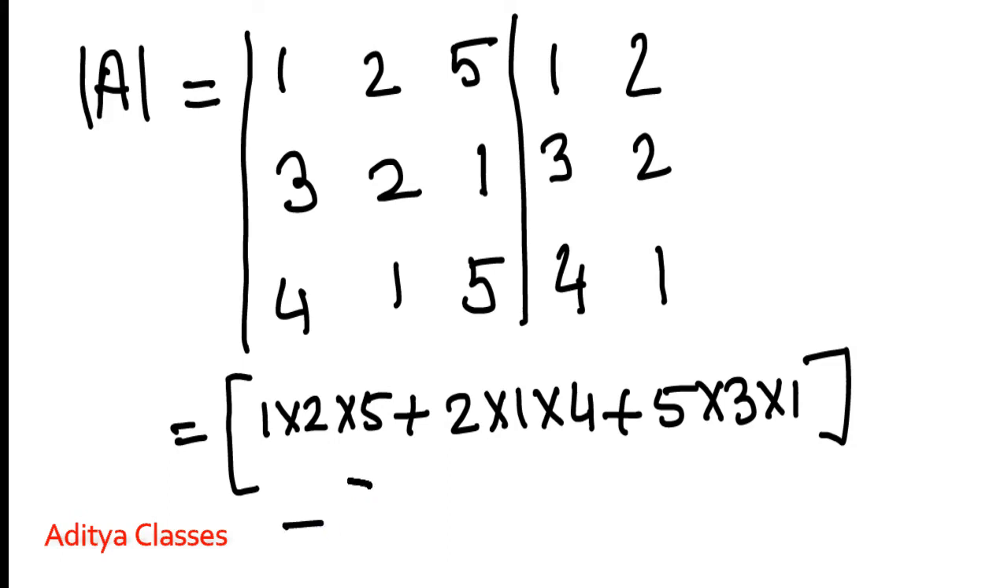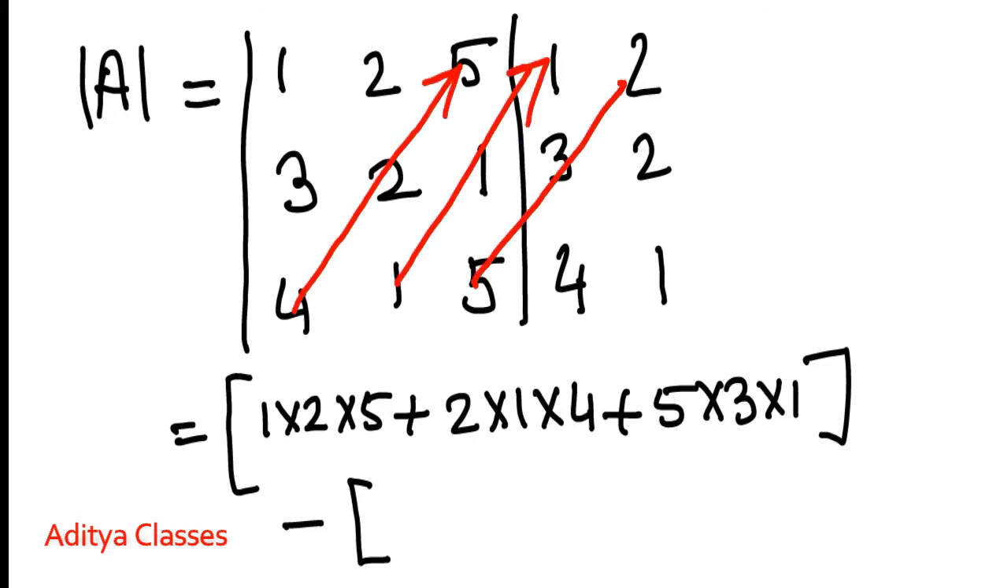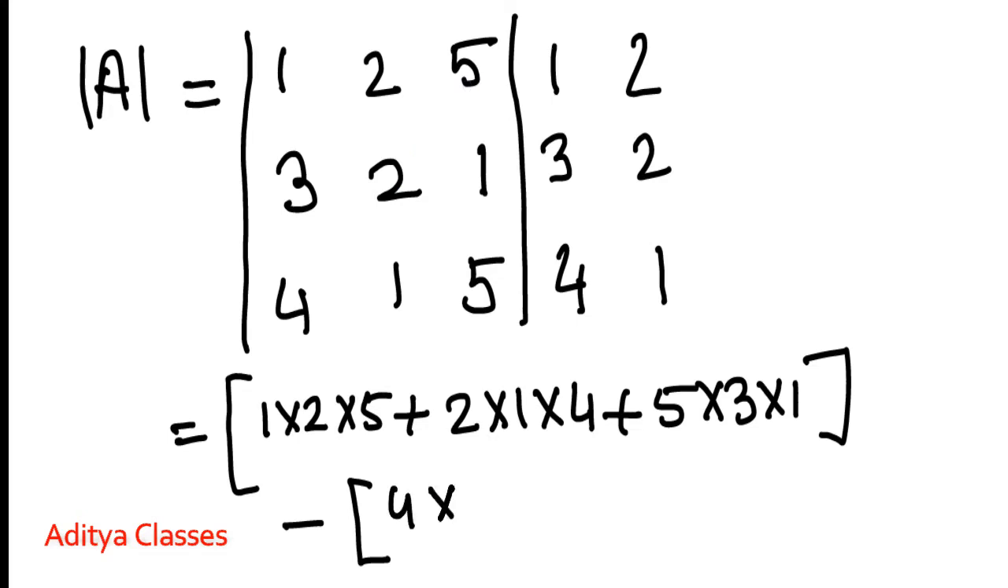Now, as we were doing in the 2 by 2 case, we have a bracket ready. Now I'll put a minus sign and start a bracket. Last time I was taking the top and climbing down. Now I'll be starting from the bottom and going to the top. So what do we see? We see 4 multiplied by 2 multiplied by 5. The next one will be 1 into 1 into 1. And the last one will be 5 multiplied by 3 multiplied by 2.